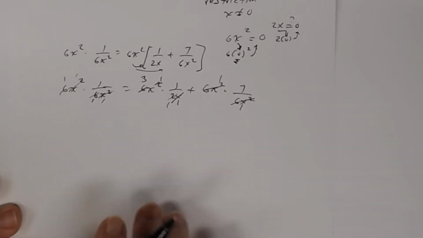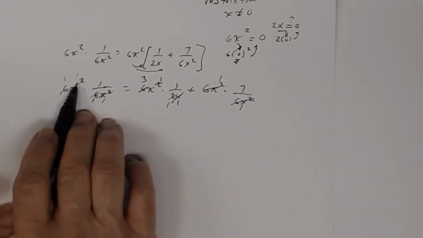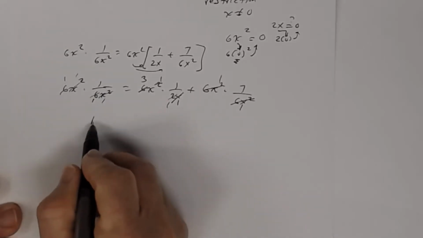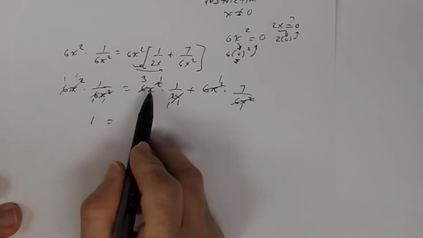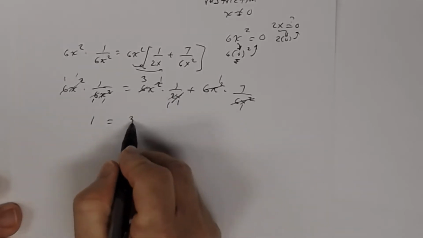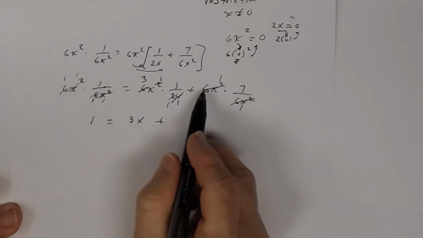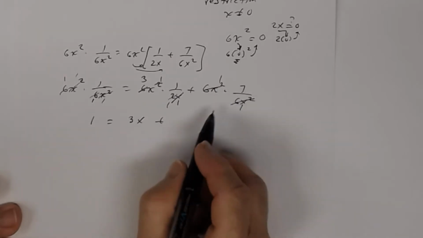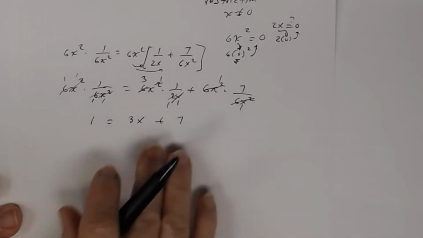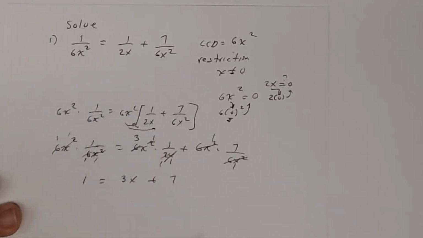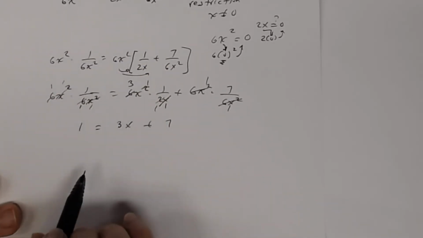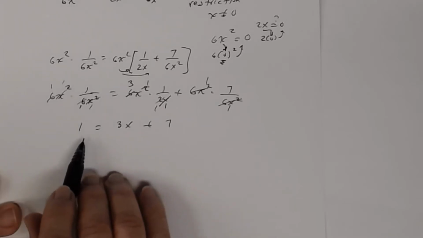All right, now what I have now is 1 times 1 times 1, which is 1, equal 3, don't forget that's an x right here, 3 times x times 1, which is 3x, plus, that's a 1 times 7, which is 7. So notice I went from a rational equation to a linear equation. And notice that this linear equation does not have any fractions.